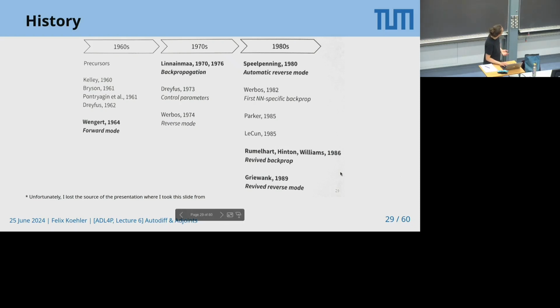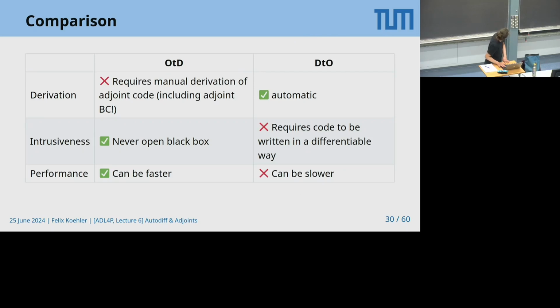We already had the name, so Andreas Griewank is usually related to the more mathematical perspective on automatic differentiation, proving stuff and so on and so forth. Maybe not too relevant for practically using it, but still a very important subfield there. Okay. So let's close this first part of the lecture with a comparison between OTD and DTO.